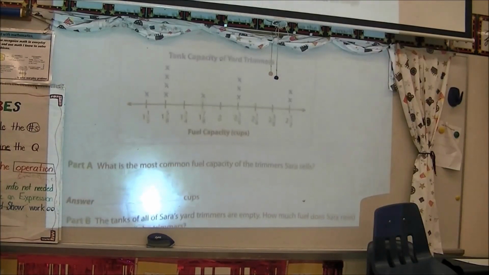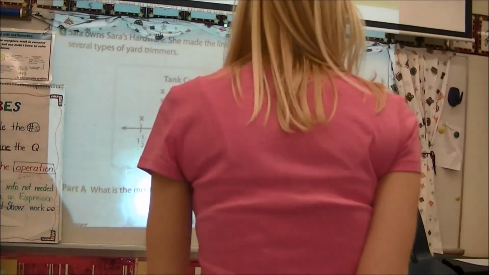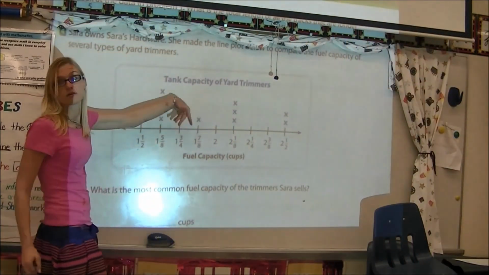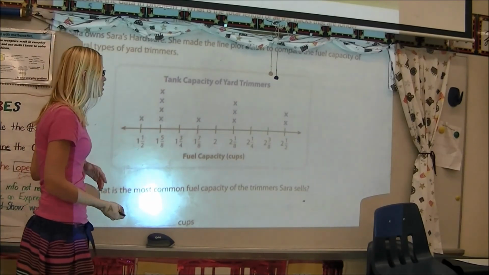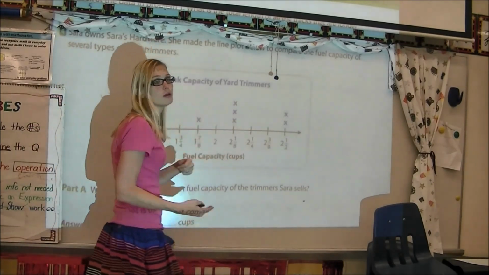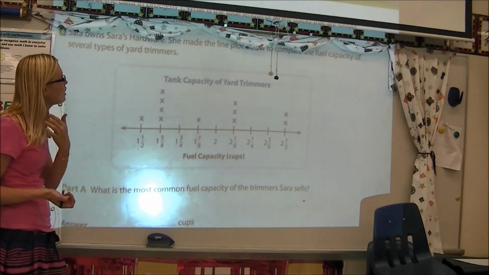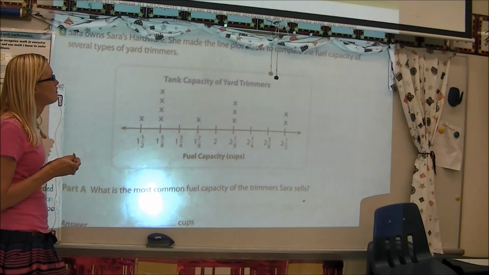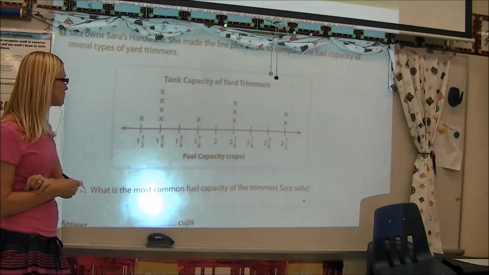So I'm going to reverse back to the line plot. Okay, so these are the tank capacities of all of her trimmers. And in fact, they're all empty. So in order for us to fill them all, I'm going to need to add up how much all of them can hold. So again, it's one giant expression. You certainly are probably going to need all the room they give you in order to solve it. So what I'm going to do first is I'm going to come up with an expression, and then I'll slide the book to actually go through the steps of solving it.